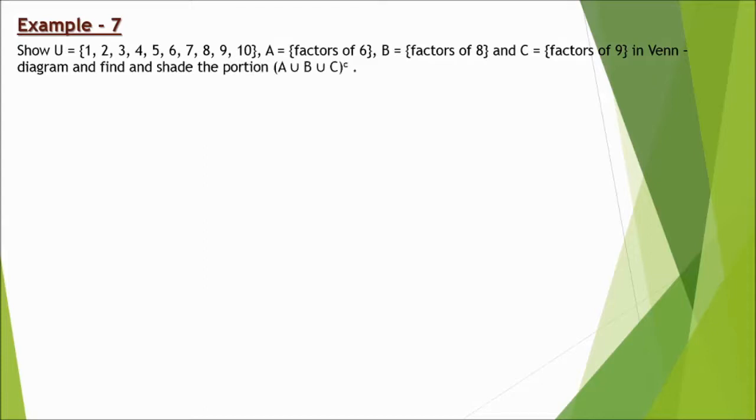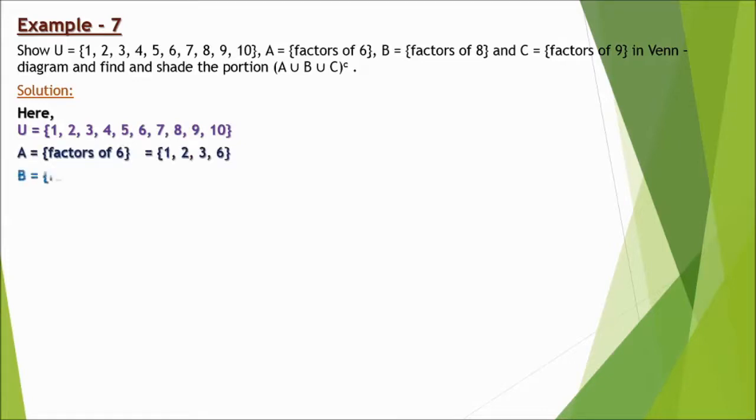So we have to find A union B union C complement. There are three operators, but first we have to draw the Venn diagram. Universal set: set A is the factors of 6, set B is the factors of 8, and set C is the factors of 9. We have already listed them.